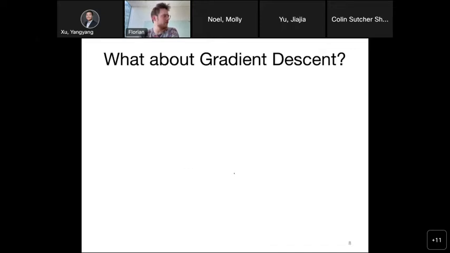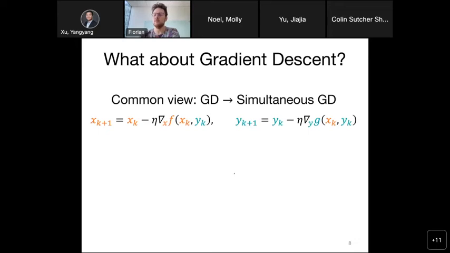Now, again, we have seen the difference between ordinary optimization and comparative optimization. So we can ask ourselves now, what is the generalization of gradient descent to comparative optimization? And maybe the most common view, or the first thing that comes to mind, is simultaneous gradient descent. So instead of just having one agent play gradient descent, both agents now perform a gradient descent update on their respective loss function.